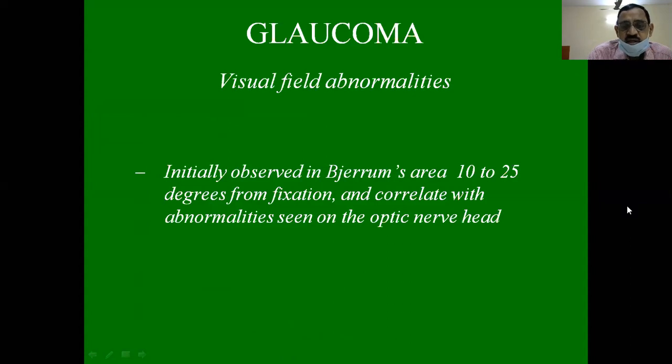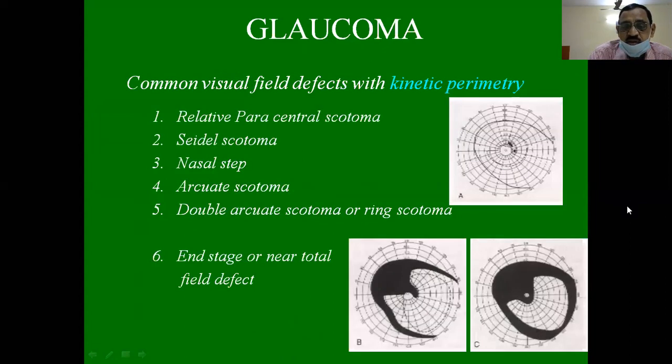Visual field defects normally are seen in the Jerram's area, 10 to 25 degrees from the fixation, and they correlate with the abnormality seen in the optic nerve head. So these things we will come to later.